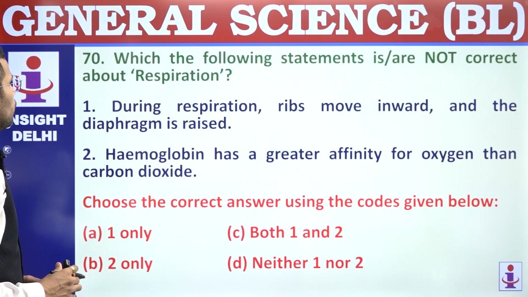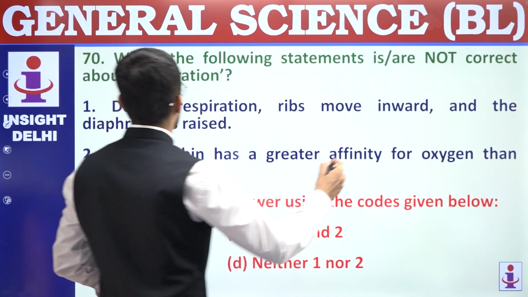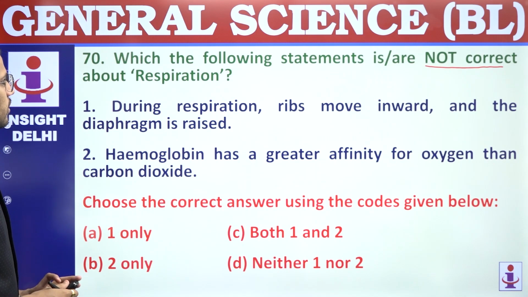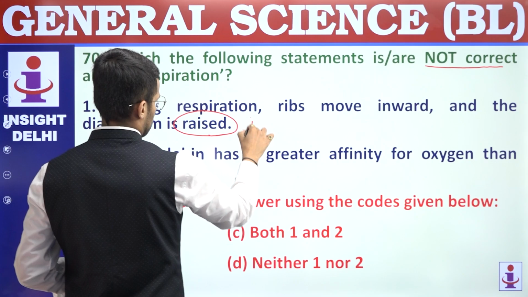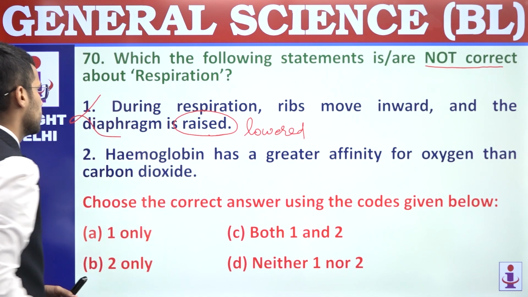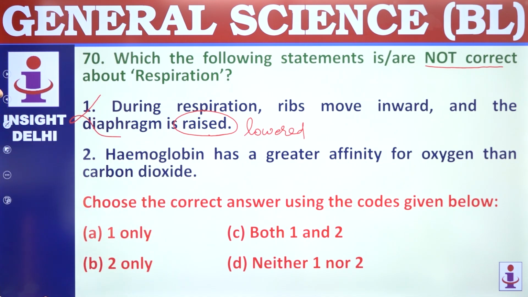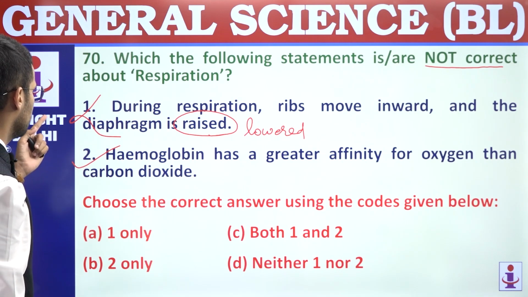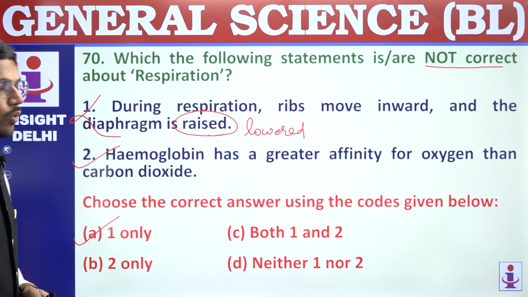70. Which of the following statements are not correct about respiration? First, during respiration, ribs move inward and diaphragm is raised. It is not raised, it is lowered, and that's why the first statement is incorrect. Second, hemoglobin has a greater affinity for oxygen than carbon dioxide. Correct statement. Right, so we are supposed to find out not correct. So only the first is not correct, hence the answer is A, 1 only. Question number 70, answer is A, 1 only.